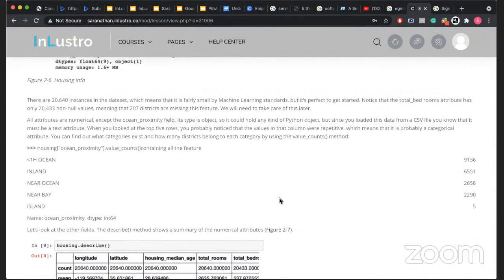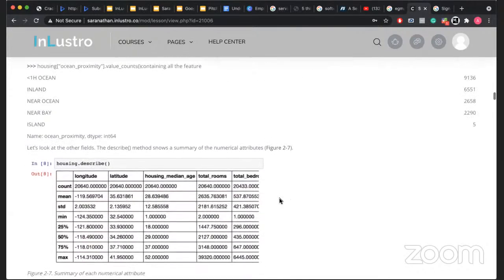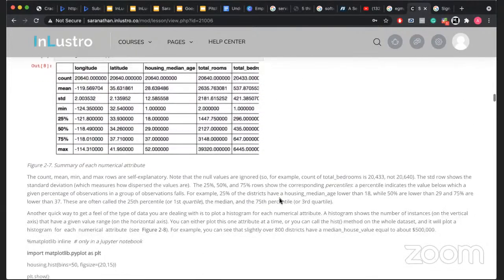The attributes are numerical, except for the ocean_proximity field, and its type is object, so it can hold any kind of Python object. But since you've loaded the data from a CSV file, it must be a text attribute. So housing["ocean_proximity"].value_counts() shows all the categories, as shown here. There are other fields which you can see using the describe method. The count, mean, min, and max rows are self-explanatory. We have percentile rows as well.